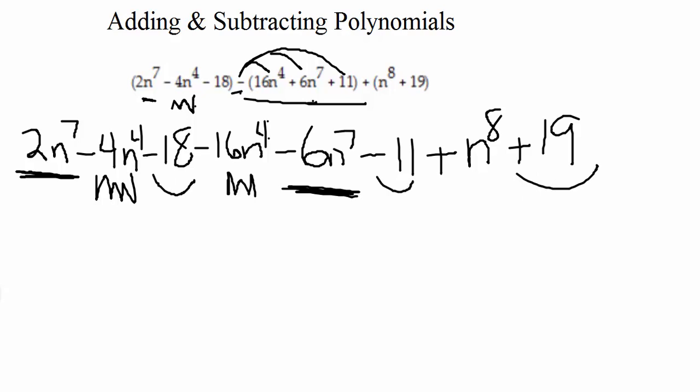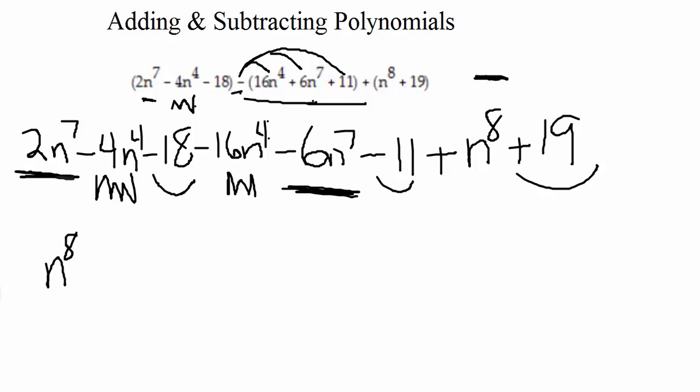And it looks like we just have this extra n to the 8th just hanging out over here. I don't see anything else to the 8th power. So again, that means we're just going to end up dropping that down. We don't have anything to combine it with. So I'm actually going to start with that. Let's drop down the n to the 8th.